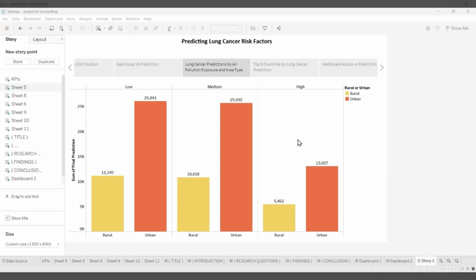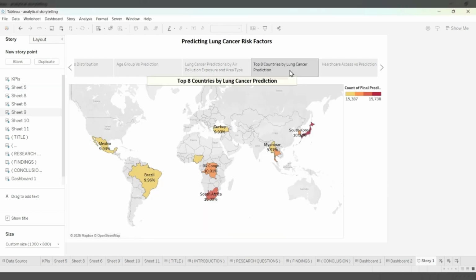Now let's take a global look. This map highlights the top 8 countries with the highest predicted lung cancer rates. South Africa leads at 10.9%, followed by Brazil, South Korea, and Myanmar. The presence of countries from Africa, Asia, and Latin America emphasizes that lung cancer is a global issue, not limited to a specific region.